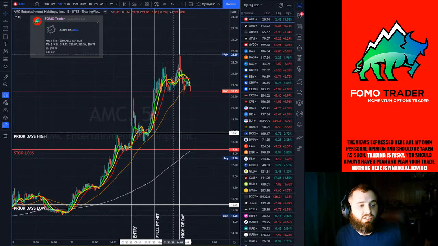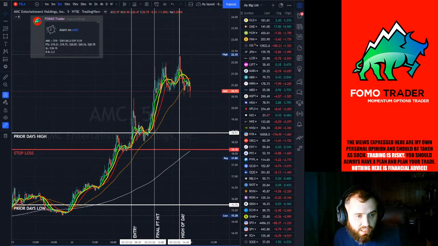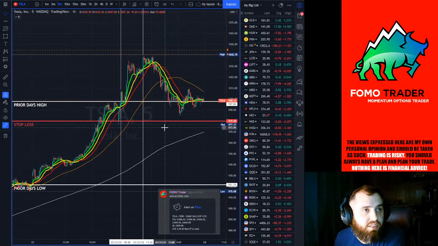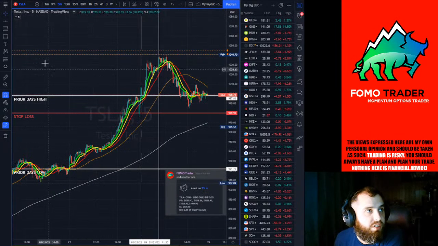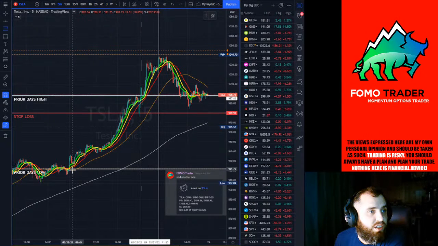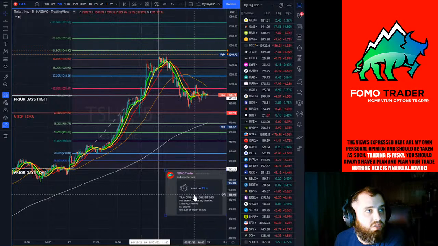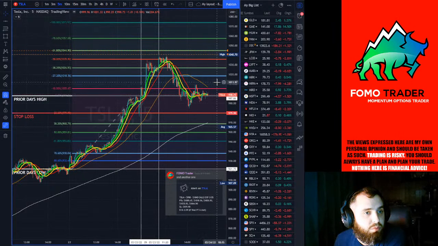The second play I want to go over is Tesla. This was another beast today. I'm going to draw the fib here from the low of the day, which was 921.75, to the high, which was 997.86. That is the prior day, on the 22nd. So we were looking for Tesla over 998. The 0% fib was 997.86, the previous day's high. So I just called it over 998 to enter the 1040 calls, expiration March 25th.